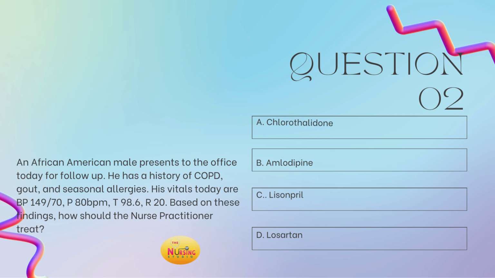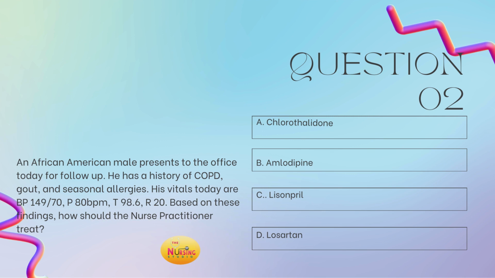All right, you guys. So, the stem of the question states, based on these findings, how should the nurse practitioner treat? If we're treating, we run it back and see what diagnosis we have, right? So, if we don't have a diagnosis already provided, we have to look at our assessment so we can figure out the diagnosis. So, this patient, an African American male, has come into the office just for follow up. He has a history of COPD, gout, and seasonal allergies. Vital signs are pretty much stable, other than that blood pressure. Systolic is elevated, so we need to give him some blood pressure management.